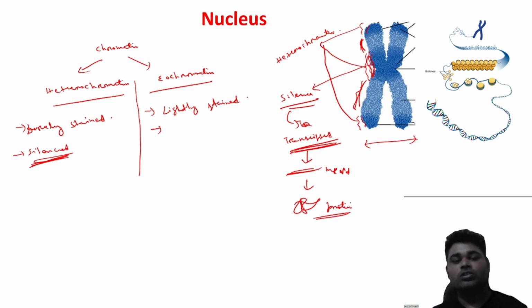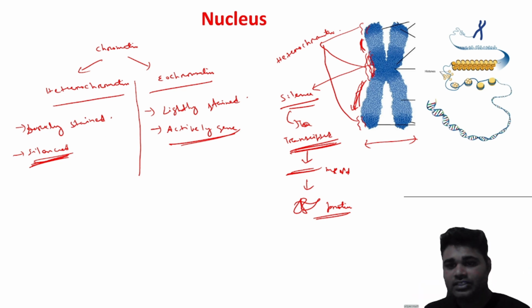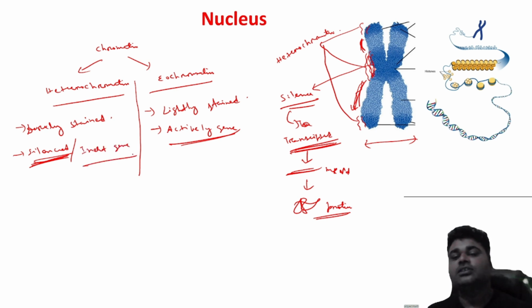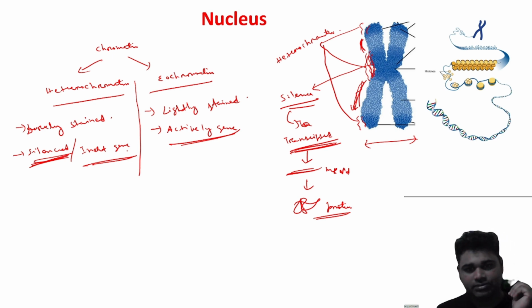So that means the maximum of the proteins that are formed, or the maximum of the genes that are transcribed, come from the genes that are present in the euchromatin. So it is called the active genes. That means here the transcription always takes place. So that's why they are called silent genes, or inert genes, or the inert activity occurs in the heterochromatin, while in the euchromatin the active genes are present.